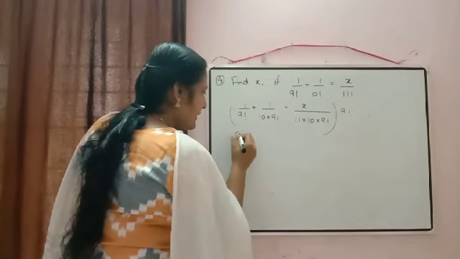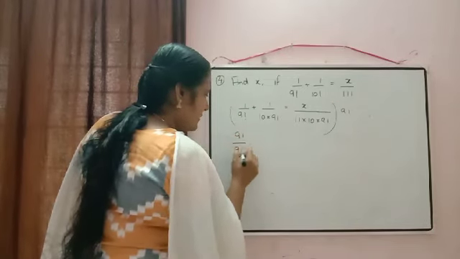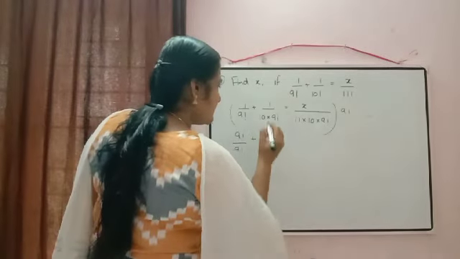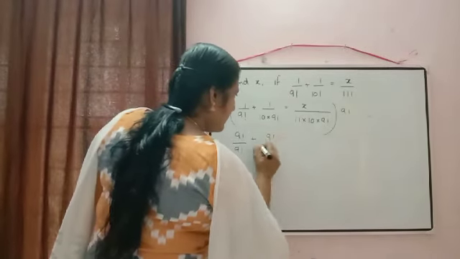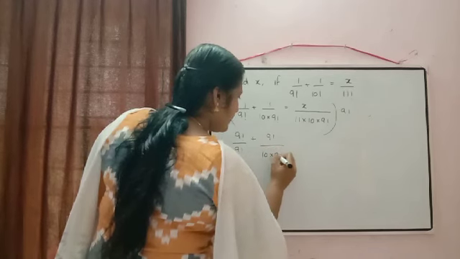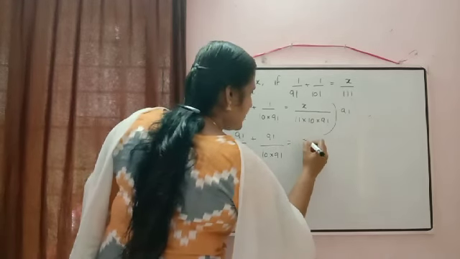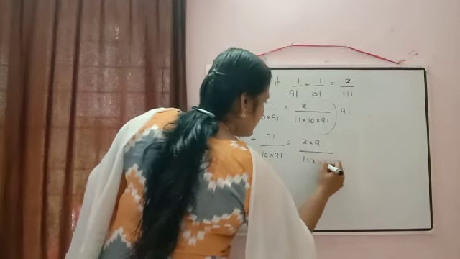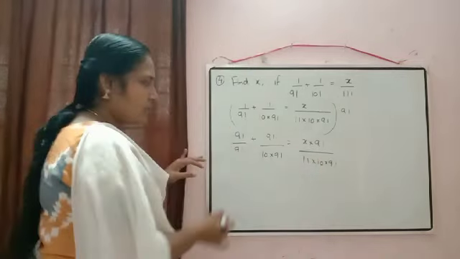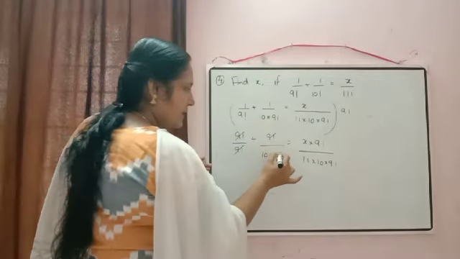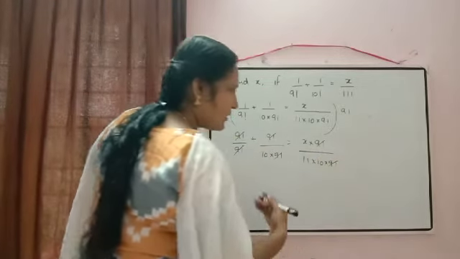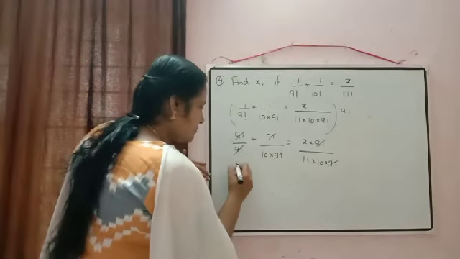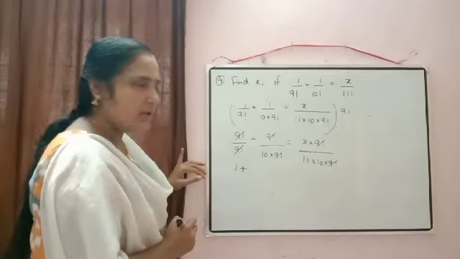The first term will get multiplied by 9 factorial, so we'll get 9 factorial by 9 factorial. Then the next term, 9 factorial by 10 into 9 factorial. Then next x into 9 factorial by 11 into 10 into 9 factorial. Now what happened here? 9 factorial will get cancelled from everywhere. What is remaining here? These two cancelled, so the remaining will be equal to 1.